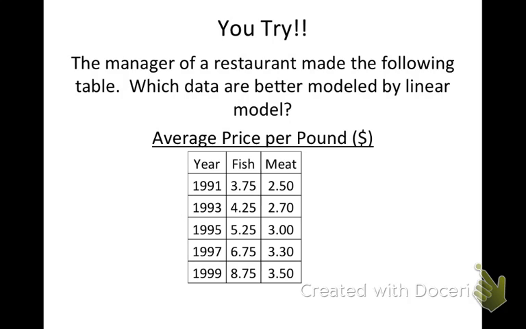You try. The manager of a restaurant made the following table. Which data are better modeled by linear models? So here you are going to compare fish price and meat price for the years 1991, 1993, 1995, 1997, and 1999. You'll want to create two scatter plots, one for fish, one for meat, to answer the question. Grab some graph paper and graph each scatter plot. Press pause. When you're ready to continue, press play.